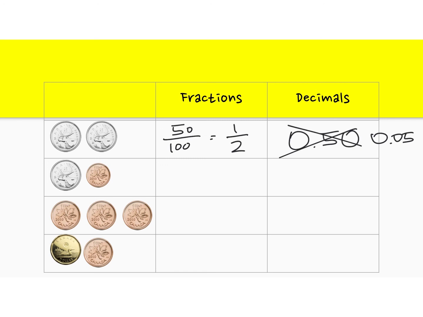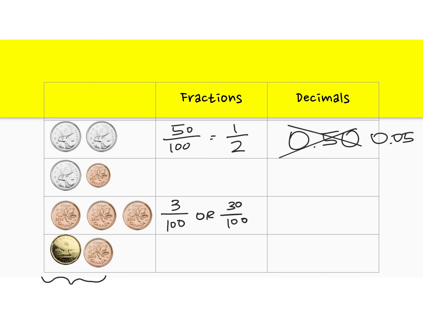Your task is to continue to fill out this chart. Remember that right here, it's a bit of a trick. Do you write as a fraction 3 out of 100, or do you write 30 out of 100? Which one? And then with your decimal as well, how do you write 3 cents? The trick in this one right here at the very bottom is to think of your fraction. It's going to be over one whole.